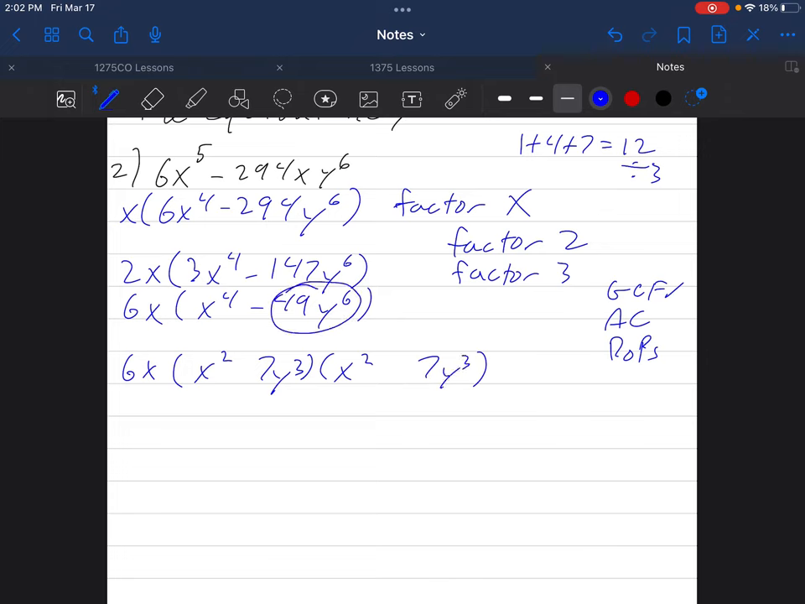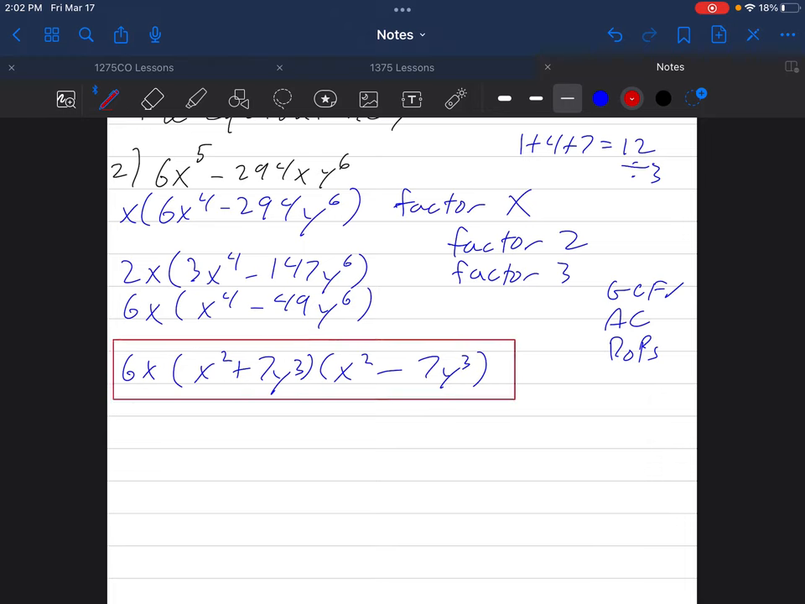That's the square root of 49y to the 6th. And then a plus and a minus. And we are done factoring completely. Let's see if our answer is correct.